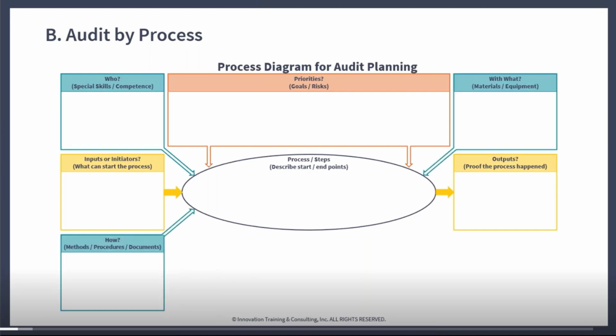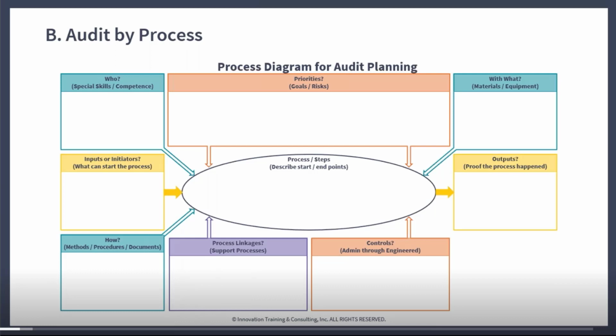And then the process linkages here I've put to remind you that sometimes you can't see a process that's critical to the one you're auditing, but if that doesn't work, it makes a mess for the one you're working on. My example for that would be a laboratory needs clean water in order to make up their solutions and standards, but you might not see that water purification system. It could be in another room or another part of the plant. But if it is not functioning, it's going to undermine what the laboratory does.